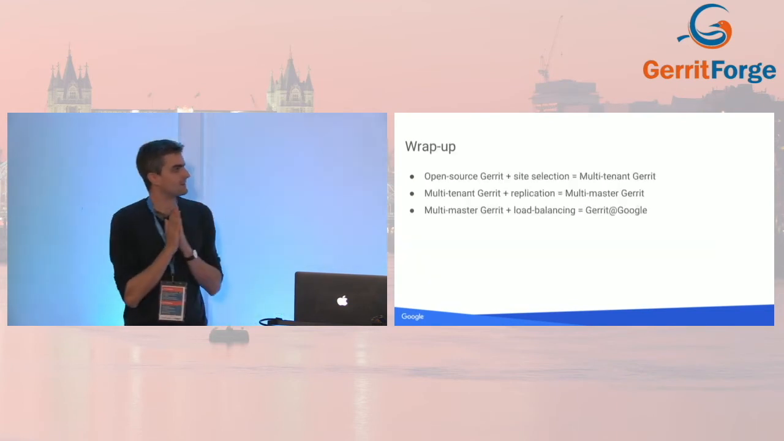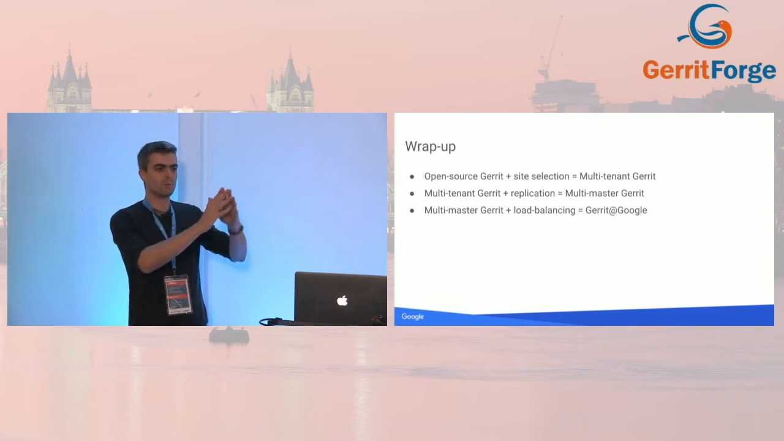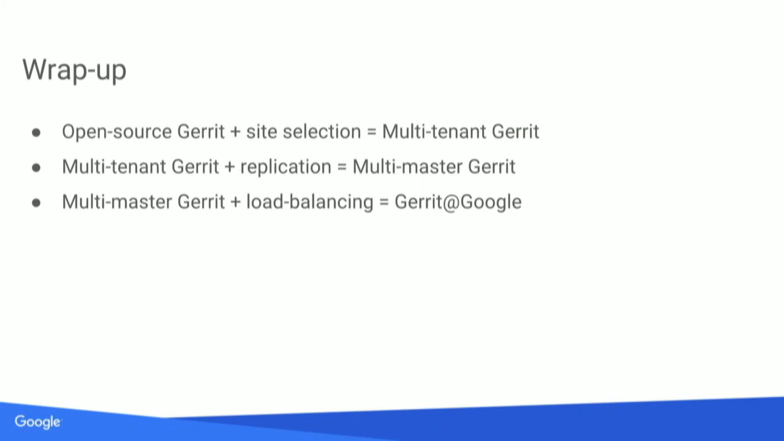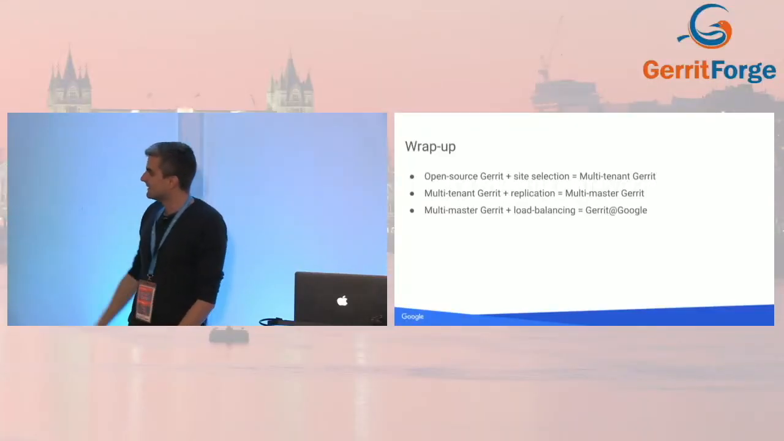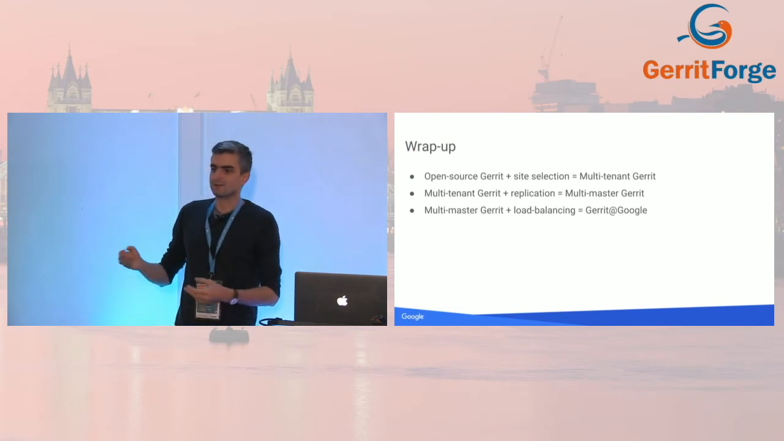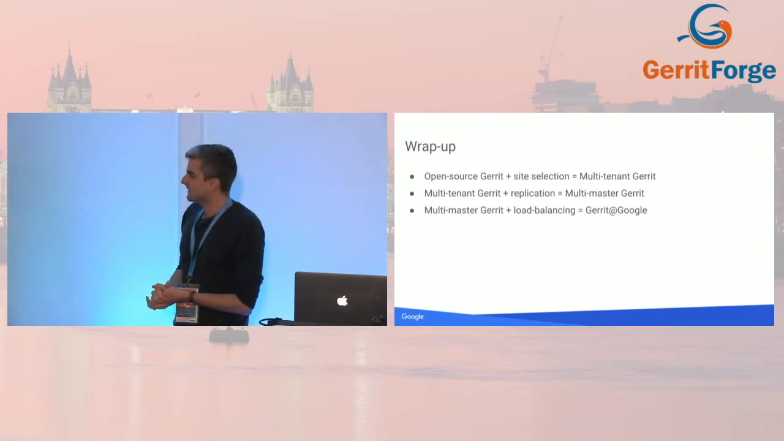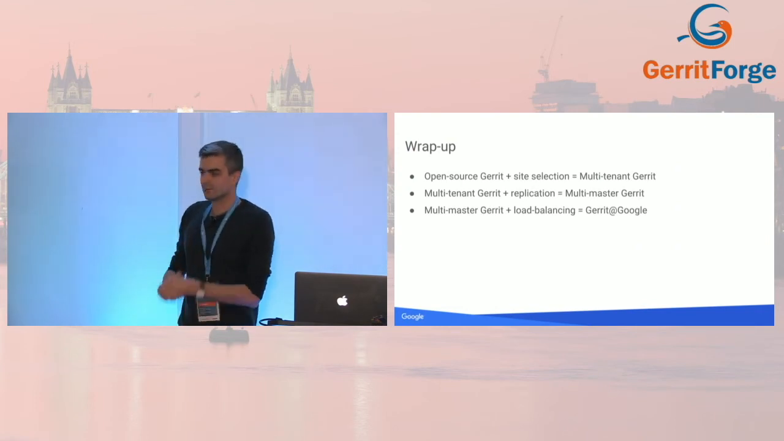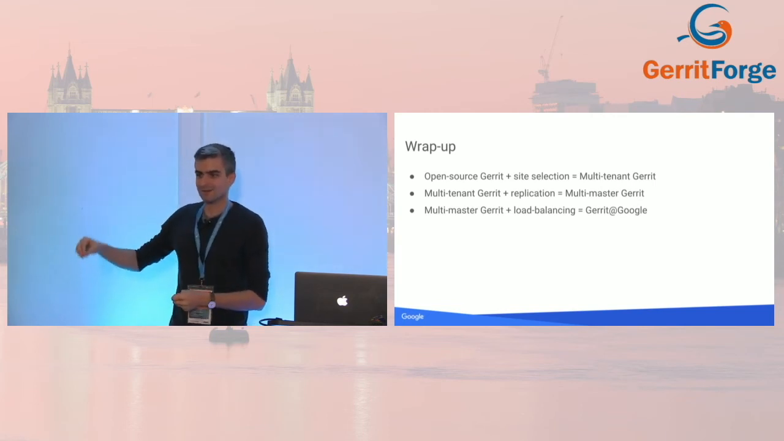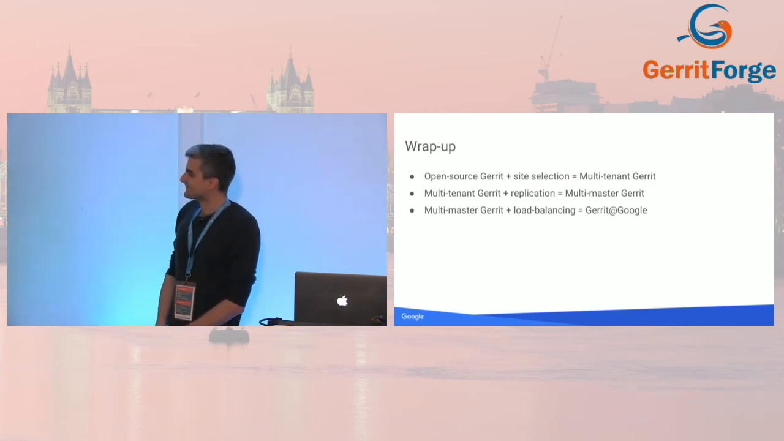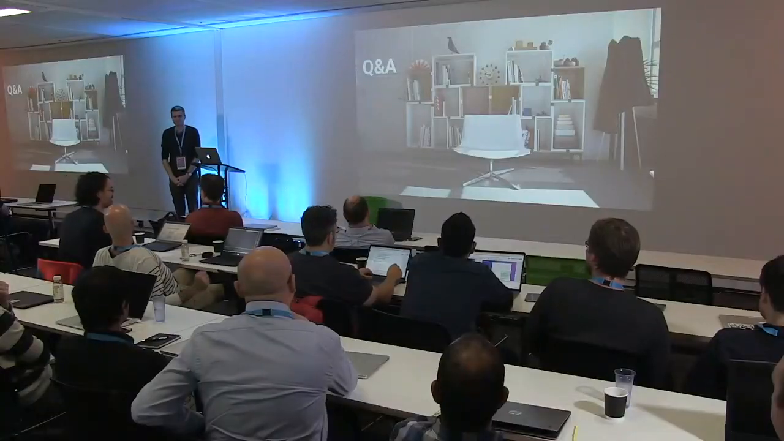Okay, let's wrap this up. We were on a journey. We took open source Gerrit, we added site selection, and what we got is multi-tenant Gerrit. Then we took this multi-tenant Gerrit and added replication, and what that gave us is multi-master Gerrit. Then we took that and added load balancing and lots of failures and lots of fixes, and we got pretty much the Gerrit that we have at Google, which brings me to the end of this talk. I hope you enjoyed it.